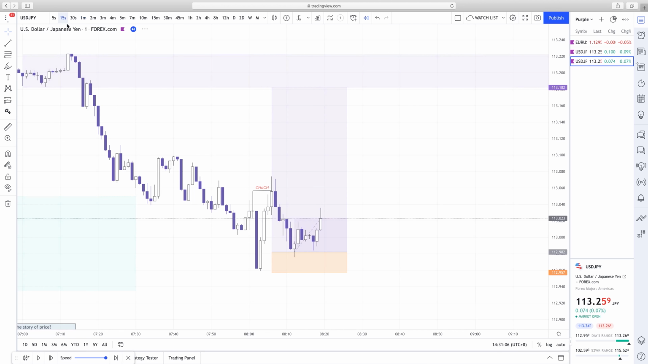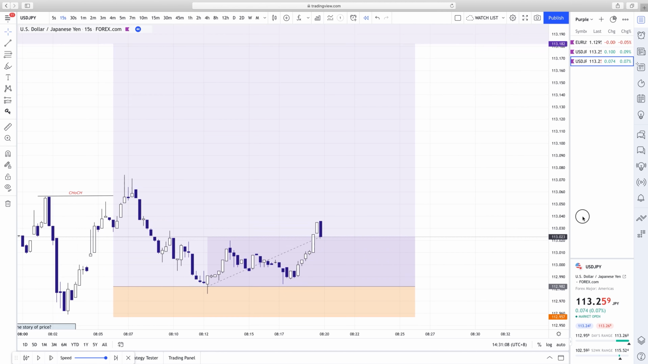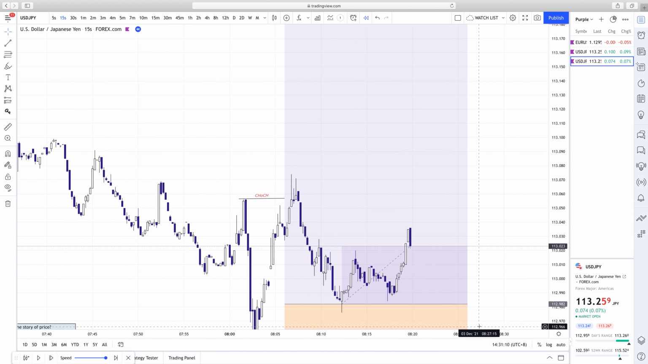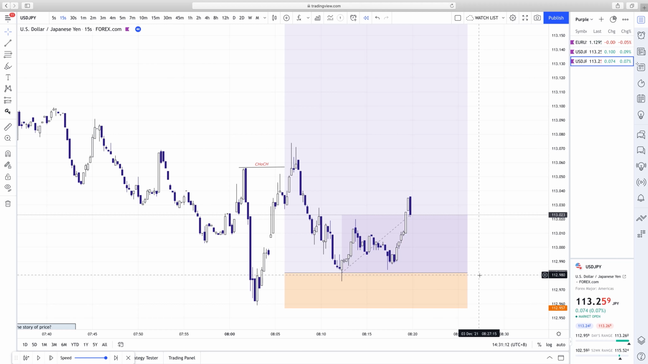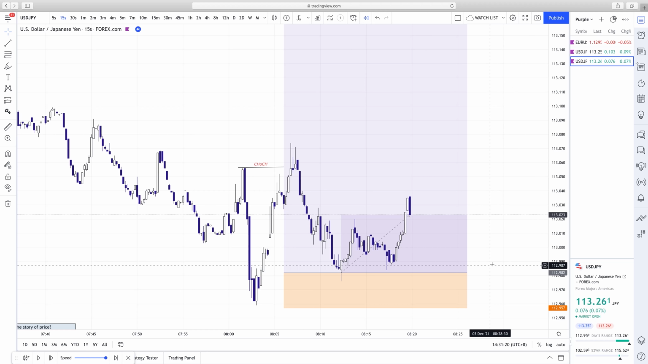So if I go down to the 15 second, which is something I use to refine the 1 minute. Again, yes guys, a lot of retail traders say don't trade the 1 minute, it's noise, don't trade the seconds, why would you ever go to the seconds? But understanding fractals, you just understand that price is just price, right?